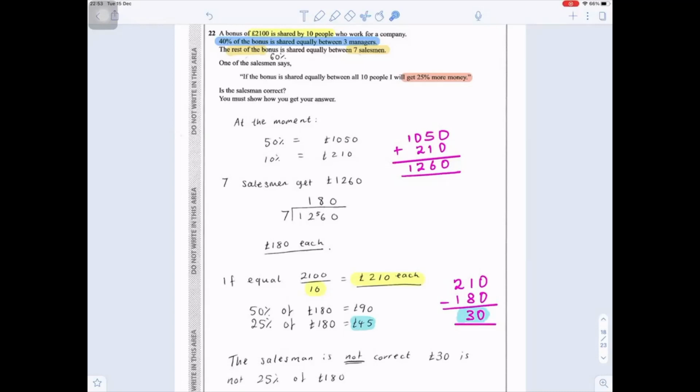So the salesman is not correct. 30 pounds is not 25% of 180. 45 pounds is 25% of 180.